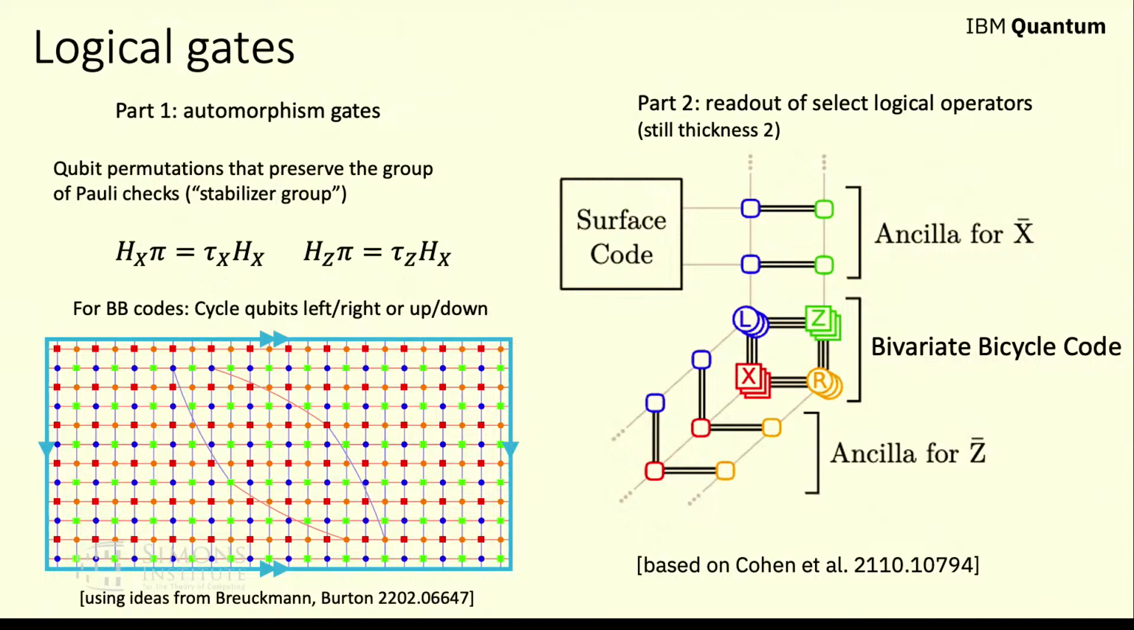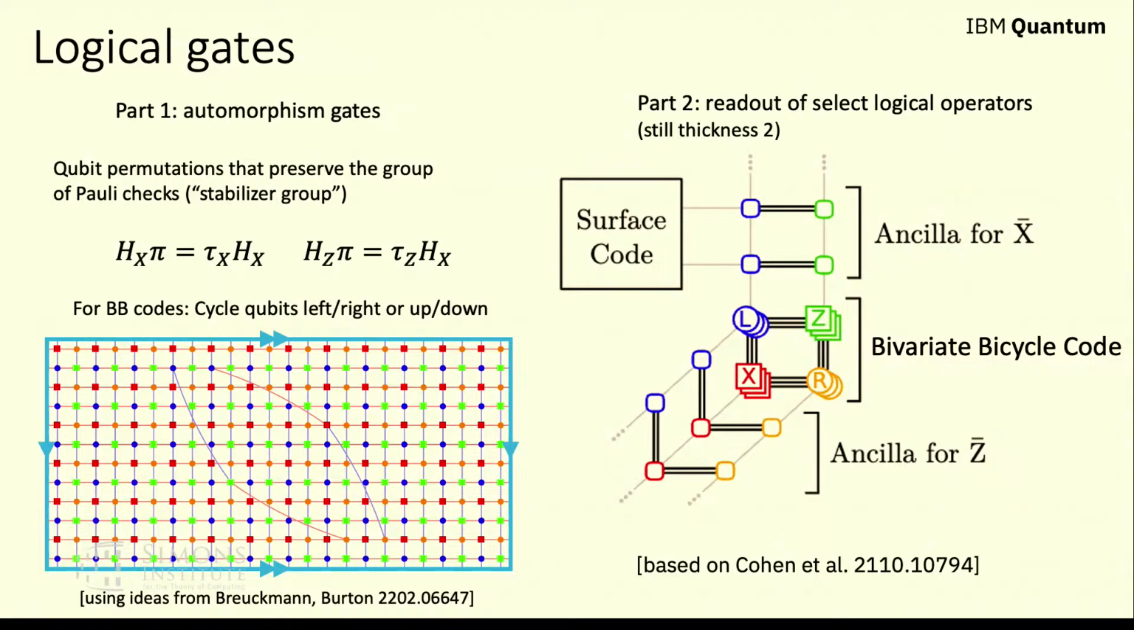For the bivariate bicycle codes, what do these automorphisms look like? Well, they're maybe what you would expect. You can shift qubits to the right and left, and up and down. Just translations. And this feeds into part 2 of this story, which is that you can build ancilla systems to read out certain logical operators of your code.